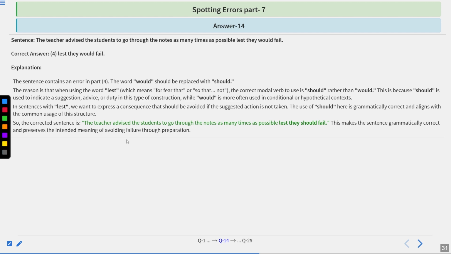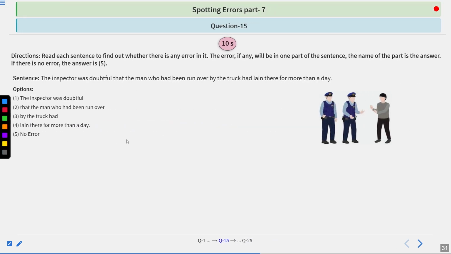Let's move to the next question. The sentence is: The inspector was doubtful that the man who had been run over by the truck had lain there for more than a day. The options are given below. You have 10 seconds to spot the error.